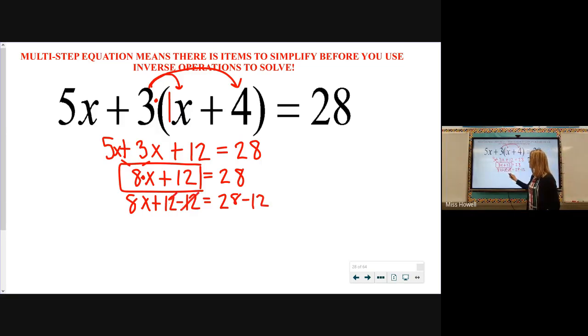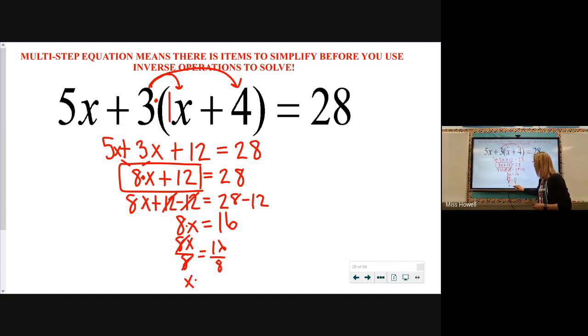Cancel on the one side, bring down our 8x. 28 minus 12 would give us a value here of 16. All right, from there, we're not done because x is not by itself yet. So now we have to deal with the fact that there's a times by 8 on the side with x. So we need to divide both sides by 8. Cancel on the one side, leaving us with x equals, in this case, a value of 2.